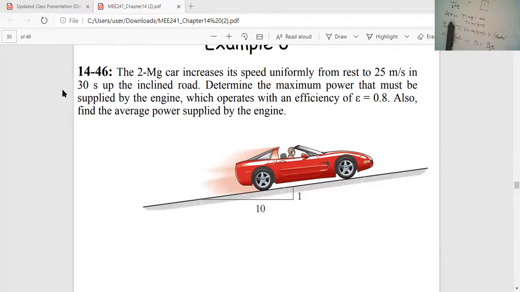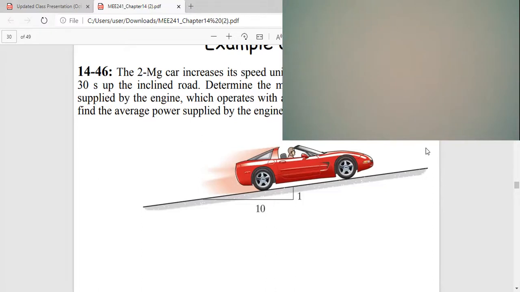We can get the acceleration: V is equal to A T, so A is equal to V over T. We can do that. And then we need to find the maximum power that must be supplied by the engine, which operates with an efficiency of 0.8. And then we need to find the average power. All right, let's do that.